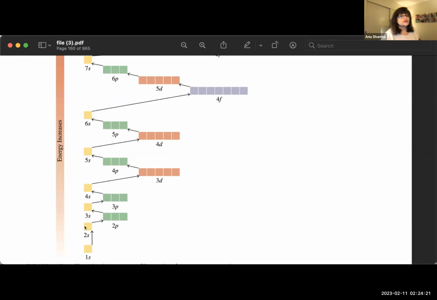After 2s comes 2p. Okay, so after 2p comes 3s. After 3s comes 3p. Now, after 3p, logically, it should be 3d, but 4s is a smaller orbital. The nucleus is able to see 4s more than 3d. Now, there is a concept of shielding effect.